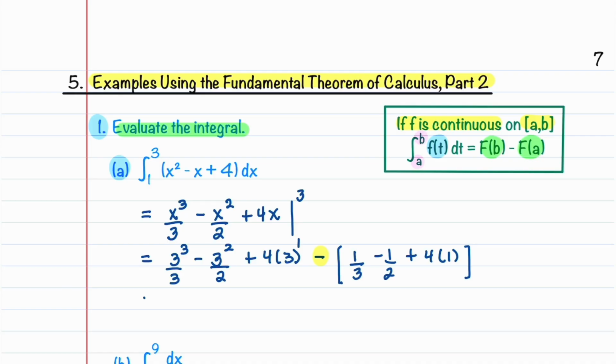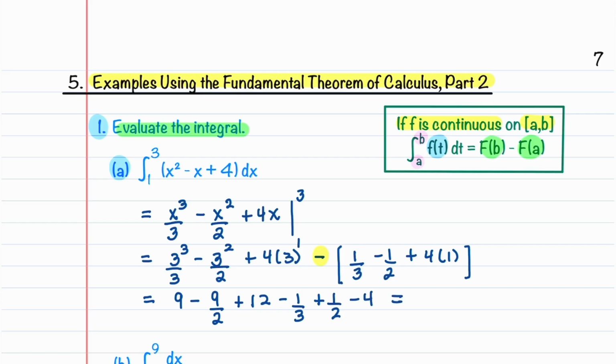Let's see what we have now. 3 cubed divided by 3 is just 3 squared, which is 9. And then we have minus 9 over 2. We have a plus 12. And then we subtract off 1/3. And then we have minus a minus 1/2. So this is plus 1/2. And then minus 4.